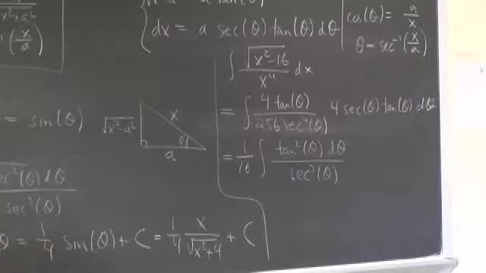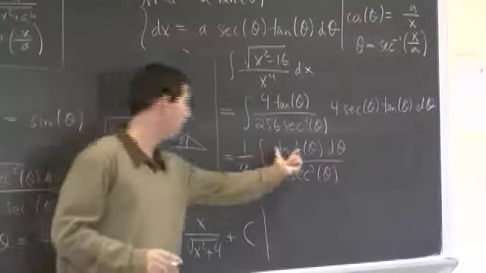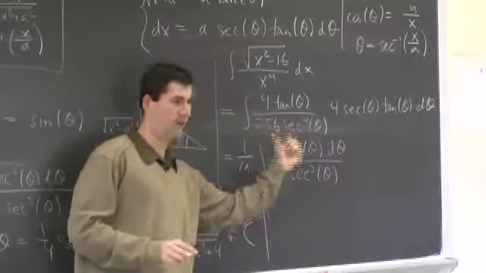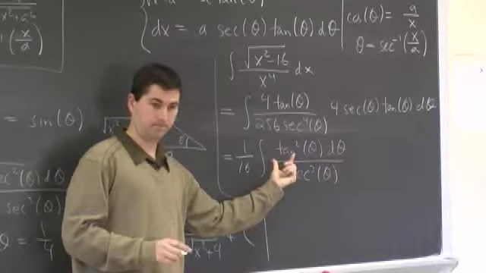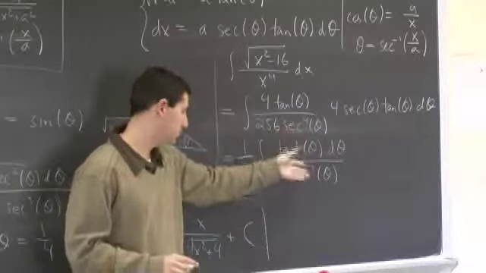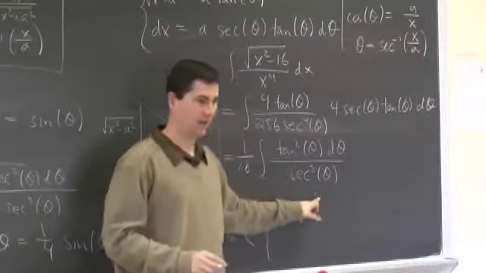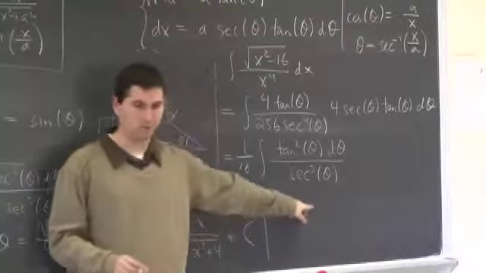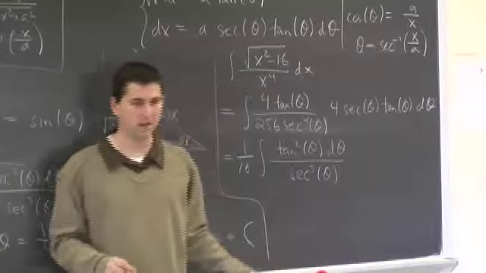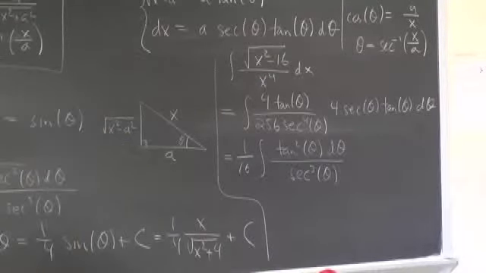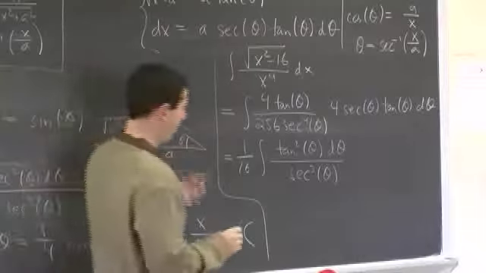Now, we could try replacing tangent squared with secant squared minus 1. Right? And then we'd have secant squared over secant cubed minus 1 over secant cubed. But then we'd have to compute the integral of cosine cubed in the end, which is kind of a hassle. Okay? So let's try a different approach.